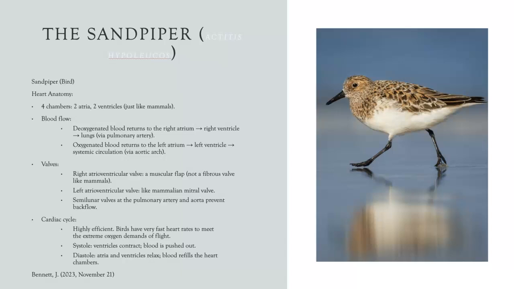Then there is the cardiac cycle, which is highly efficient. Birds have a very fast heart rate to meet their extreme oxygen demands due to flight. They have a systole, in which the ventricles contract and blood is pushed out. Then they have a diastole, where the atria and ventricles relax and the blood fills the heart chambers.